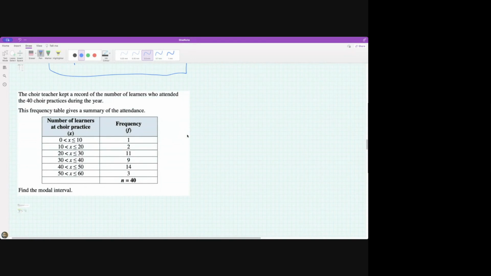Oh, okay. Perfect. Okay, so over here, this is a choir teacher who kept a record of the number of learners who attended the 40 choir practices. So one person came to between 0 and 10 practices, 14 people came to between 40 and 50, and I want to know what is the modal interval?